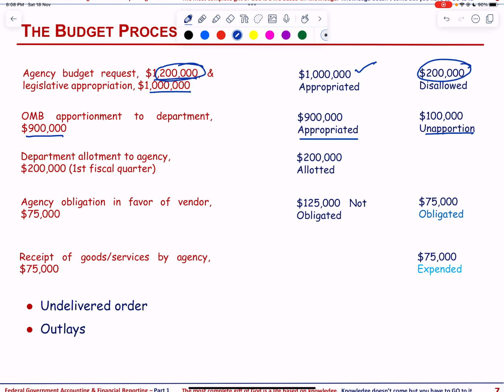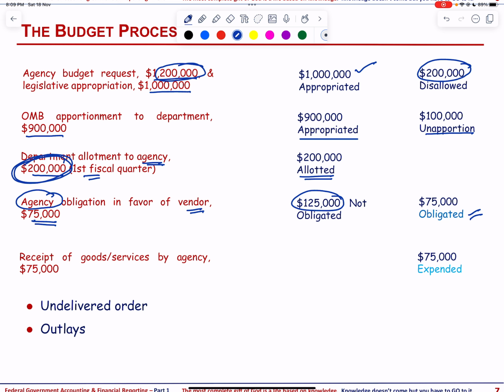Next, the department allotment is done to the agency, and suppose in the first quarter they have allotted 200,000. So the department has allotted 200,000 in the first quarter. Next, the agency obligates in favor of a vendor. Suppose they obligate 75,000 for a vendor. So from this 200,000 that has been allotted, 75,000 is obligated, while the balance of 125,000 is not obligated.